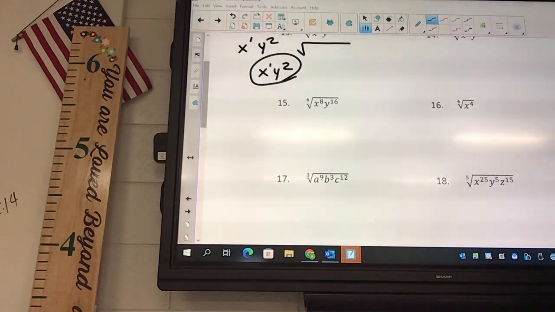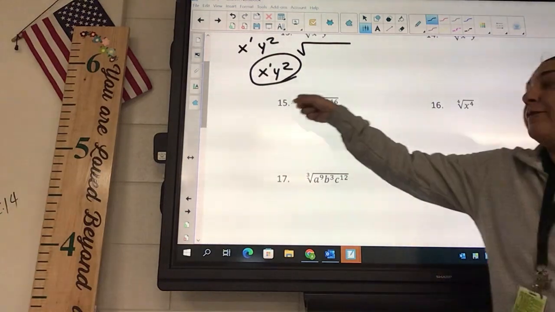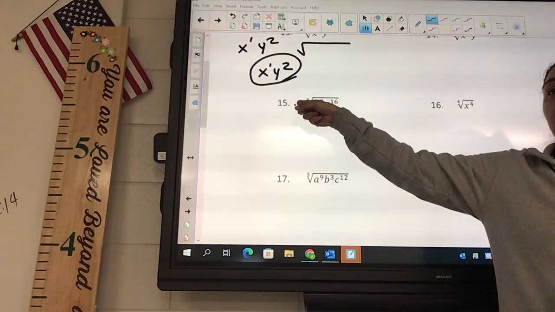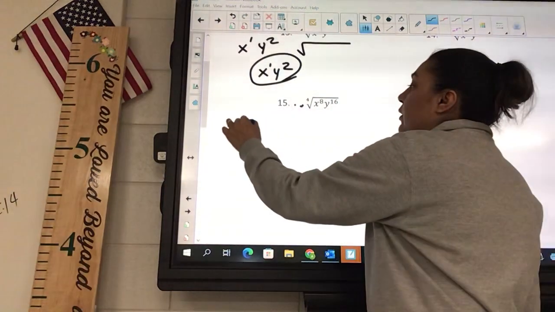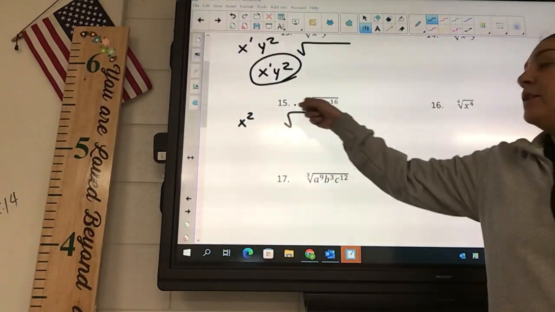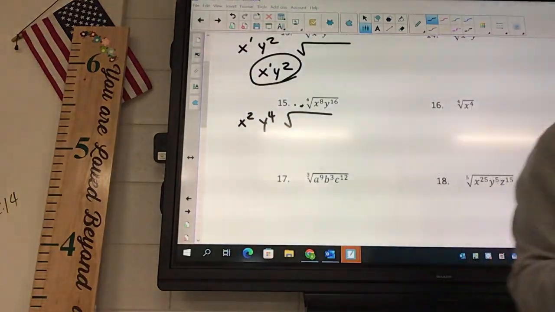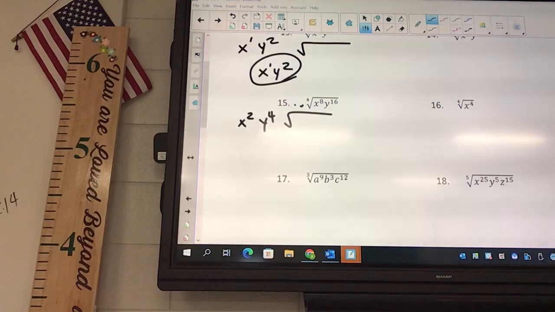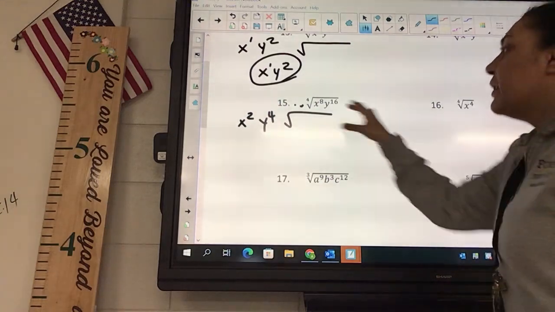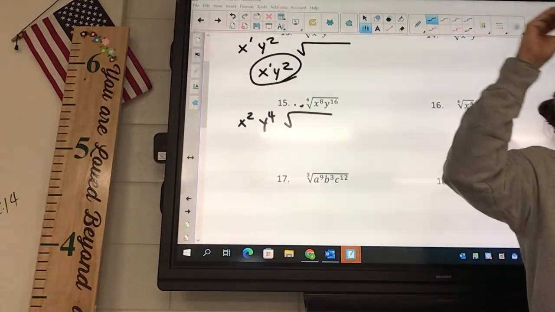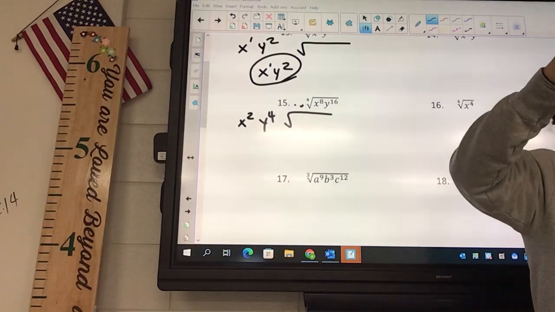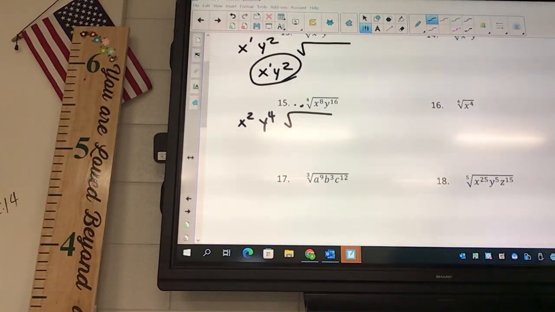Okay, 15. What number's on the outside? 4. So I'm gonna get 8 divided by 4, which is what? 2. So I'm gonna get x to the 2 on the outside. 16 divided by 4 is 4, so you're gonna get y to the 4th on the outside. If you have an odd number, you have to do the division for one lower than that. So if it was 17, well, 17 doesn't divide by 4, so you check the lesser numbers: 16 divided by 4, or 15 divided by 4, or 14 divided by 4, until you get a whole number, and that extra one has to go on the inside.